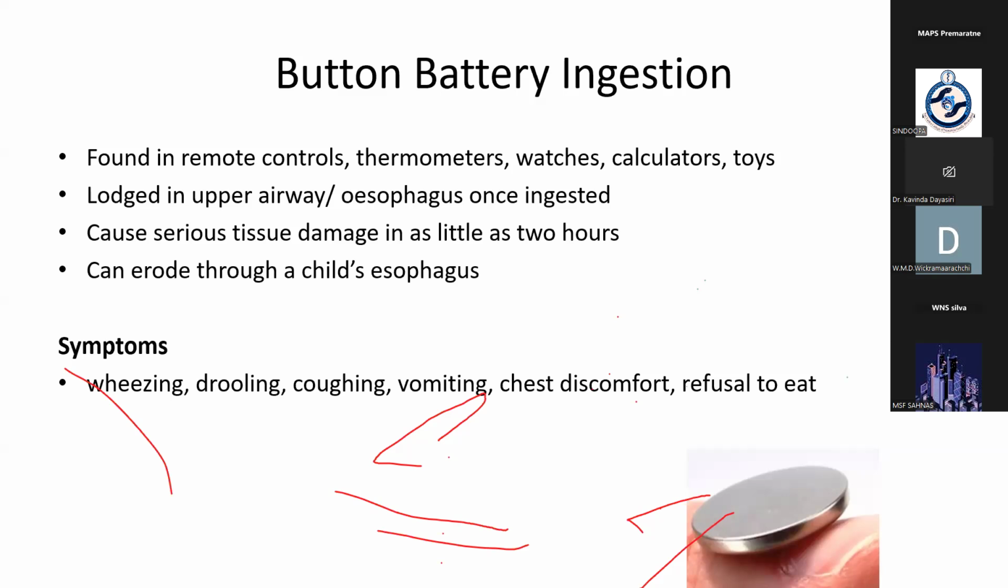However, if this button battery is able to pass the stomach, then we don't need to worry. The child is no longer at risk, and you can just advise the parents to keep looking at the stools for the next 1 week or so, to make sure that the button battery has passed out of the body in stools.